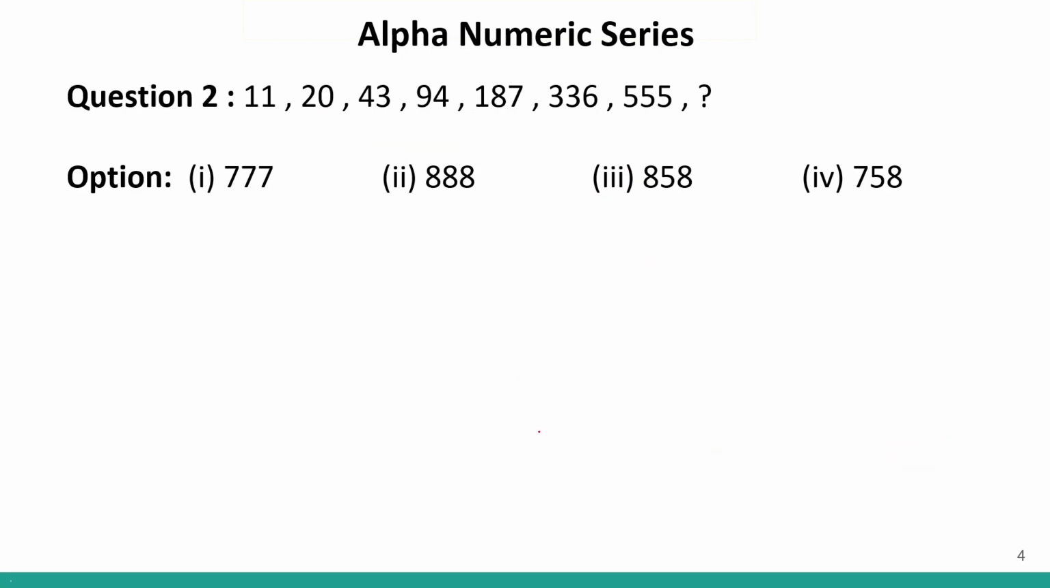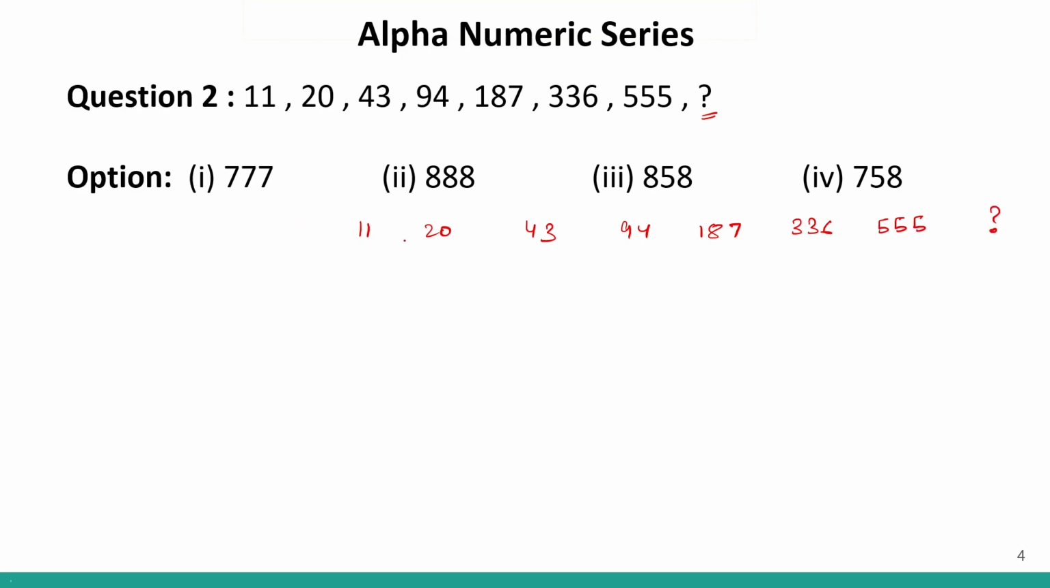Moving forward, question number 2. In question number 2, we have 11, 20, 43, 94, 187, 336, 555, and we have to find the missing term. So let us start. I am just writing the series over here because I cannot see a direct logic being used. So let me just write the series like this, and we have to find the missing term.